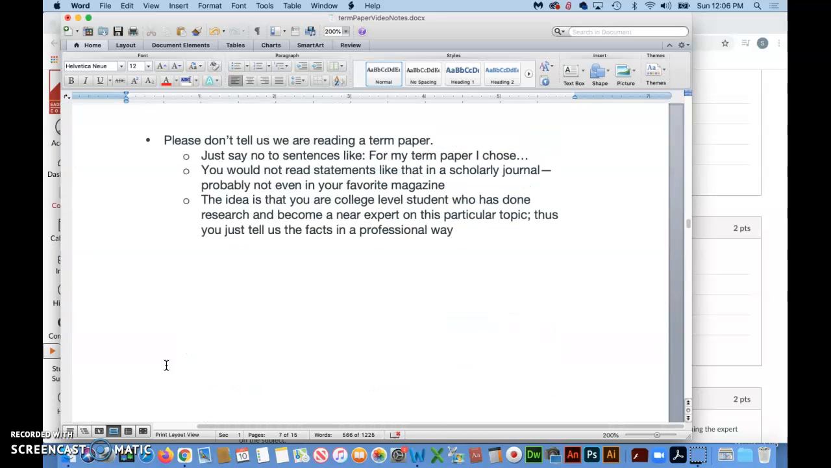Now, here's some tips on writing the paper to make it sound like a strong college paper. Please don't tell us we're reading a term paper. Don't say sentences like, "For my term paper, I chose." You would not read a statement like this in a scholarly journal, probably not even in your favorite magazine. The idea is that you're a college-level student who has done the research and has become a near expert on this particular topic. So you're just going to tell us the facts in a professional way.